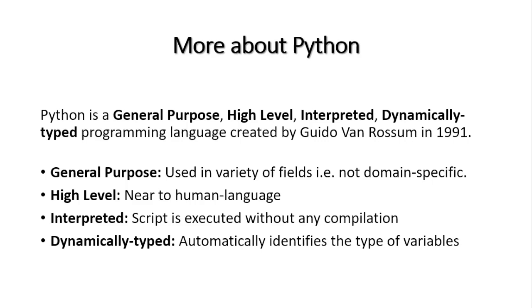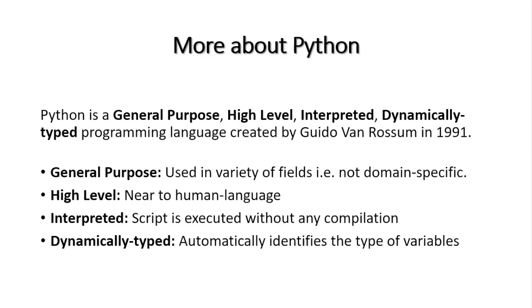People coming from any other background like Java or C, C++ would understand that a compiler is a must for these languages. For Python, we need no compiler. It is executed without any compilation. And finally, it is also a dynamically typed programming language.